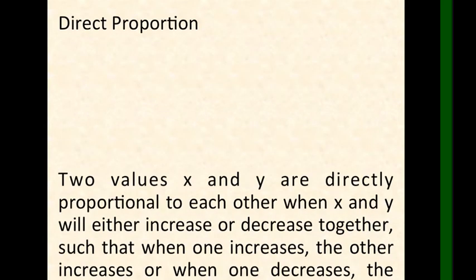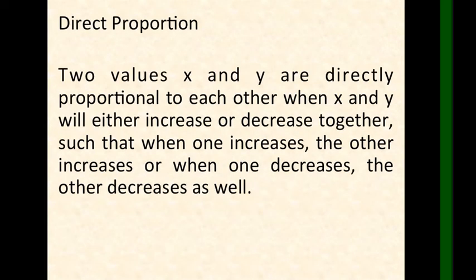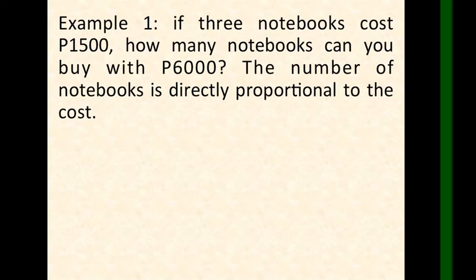So direct proportion. Two values x and y are directly proportional to each other when x and y will either increase or decrease together, such that when one increases, the other increases, or when one decreases, the other decreases as well. Example, if three notebooks cost 1,500, ang mahal, di ba? Three notebooks cost 1,500. How many notebooks can you buy with 6,000? The number of notebooks is directly proportional to the cost.